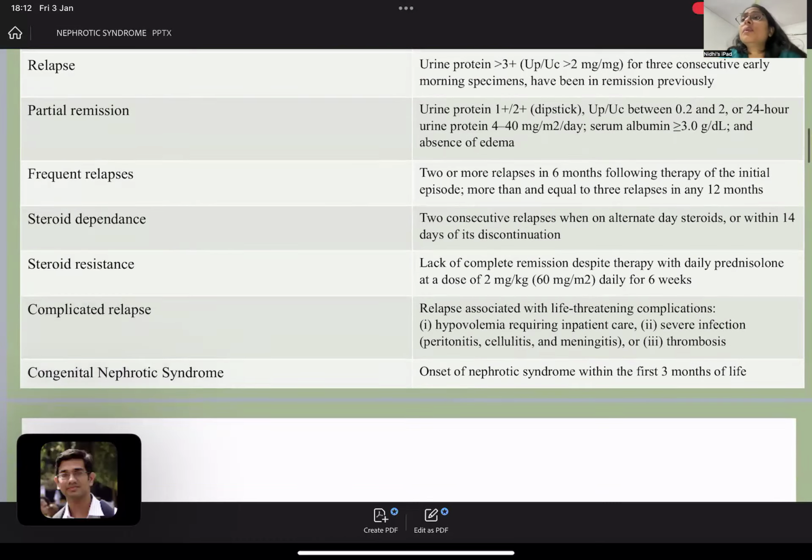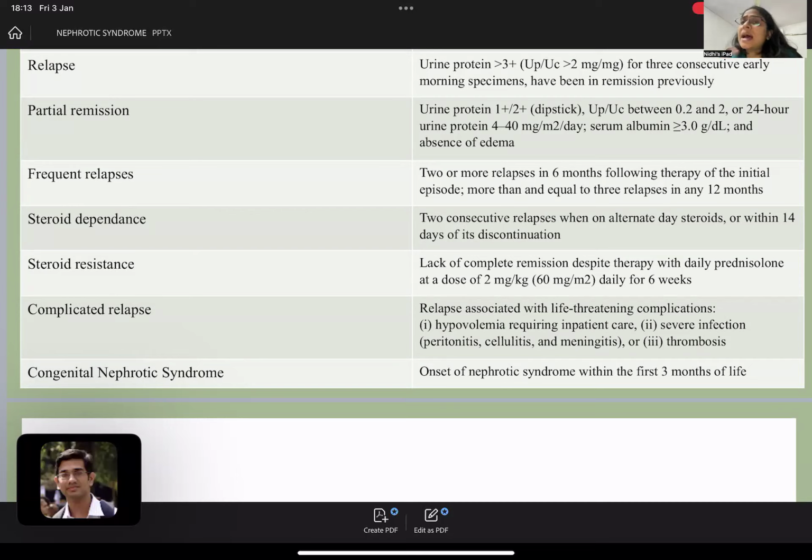Now, what is a partial remission? A partial remission is a urine protein +1 to +2, or a UP-UC ratio 0.2 to 2, or 24-hour urine protein 4 to 40 mg per meter square, and serum albumin is more than or equal to 3, and there is no edema. So basically, the criteria are not sufficient for remission as well as relapse. That is what we consider as a partial remission.